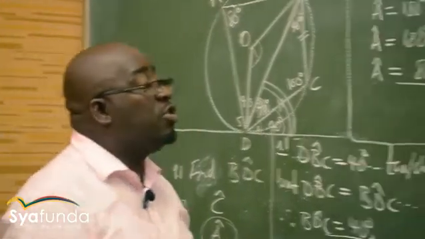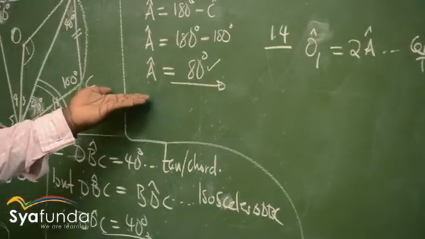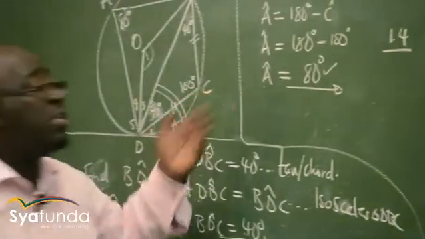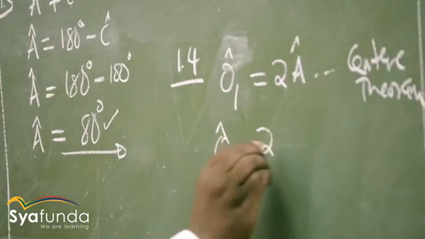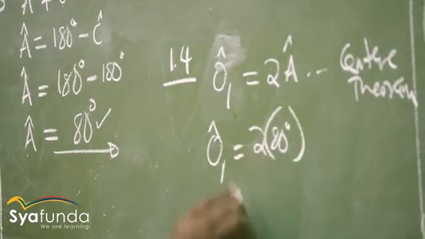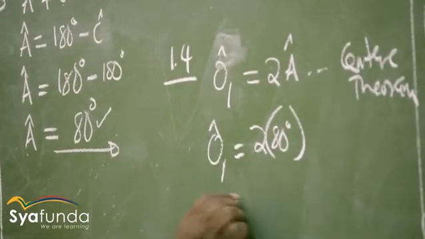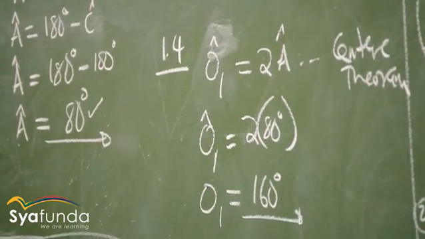Let's move on. Do we know angle A? Yes, we do know. We've just calculated angle A here as 80 degrees. Let's substitute it in there. Therefore, angle O1 will then be equal to 2 times angle A, which is 80. What is 2 times 80? Then O1 will be equal to 160 degrees. That's how we go about solving this.